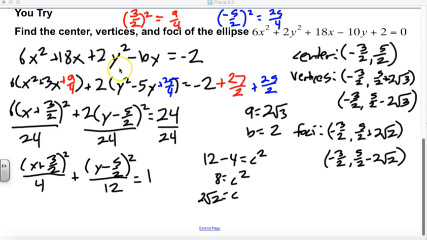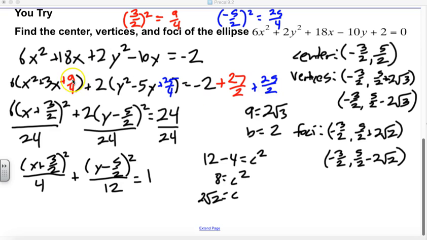Then complete the square with the y's. You have to factor out a 2 as a GCF. That leaves 5. So you take half of 5 and square it. That again gives you 25/4 because you square the 5 and square the 2. So we add in 25/4. But really that's 2 times 25/4, which is 50/4, which reduces to 25/2.